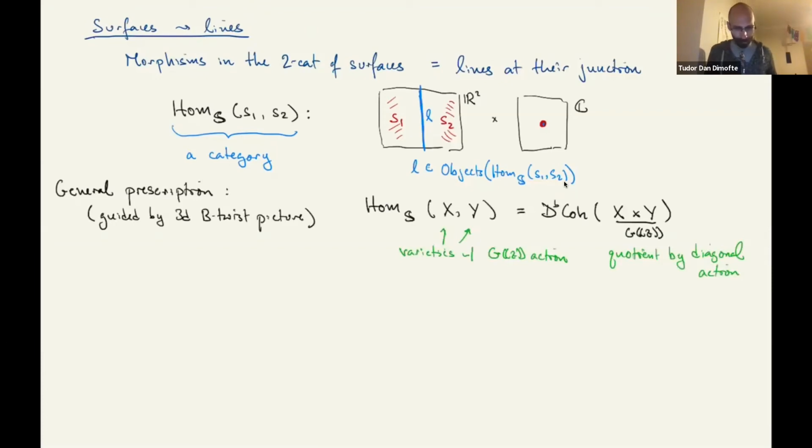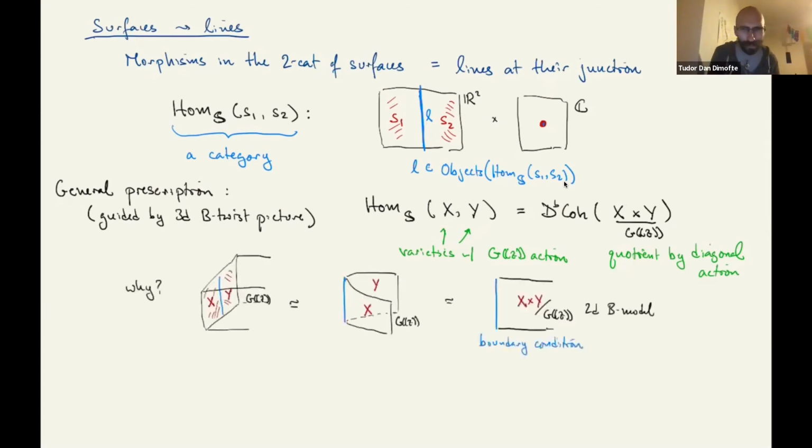Right, and then there's a computation. Guided by what happens in 3D, one is led to at least naively write down that this space of junctions between 2 surfaces labeled by varieties x and y is going to be coherent sheaves on the product divided by the diagonal action of the loop group.